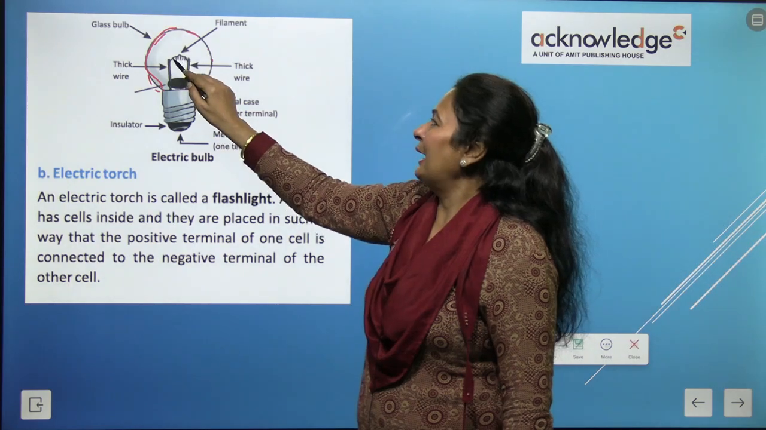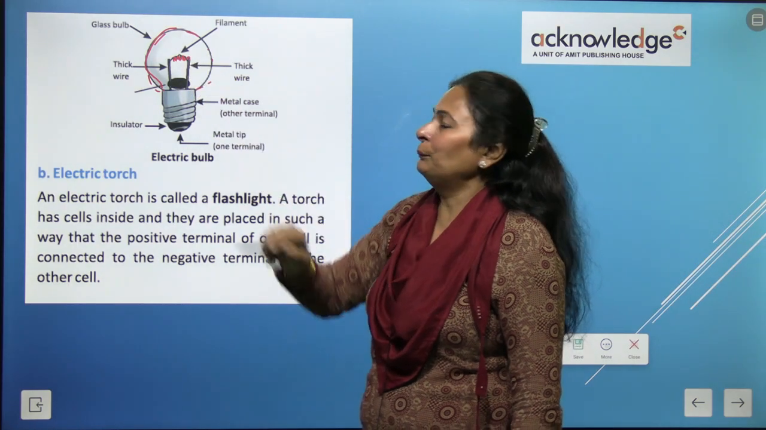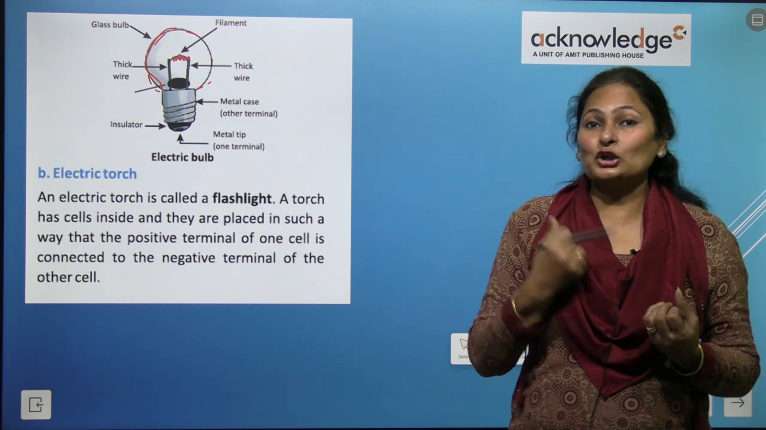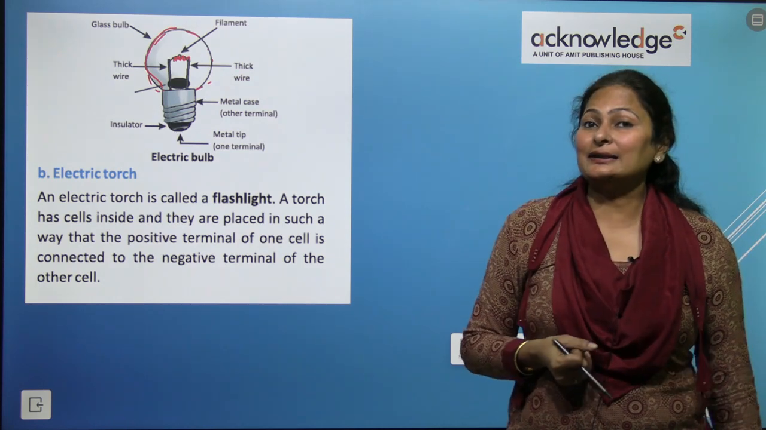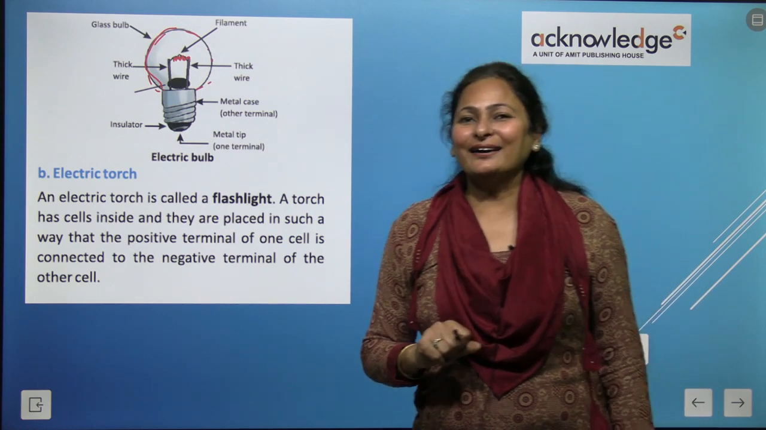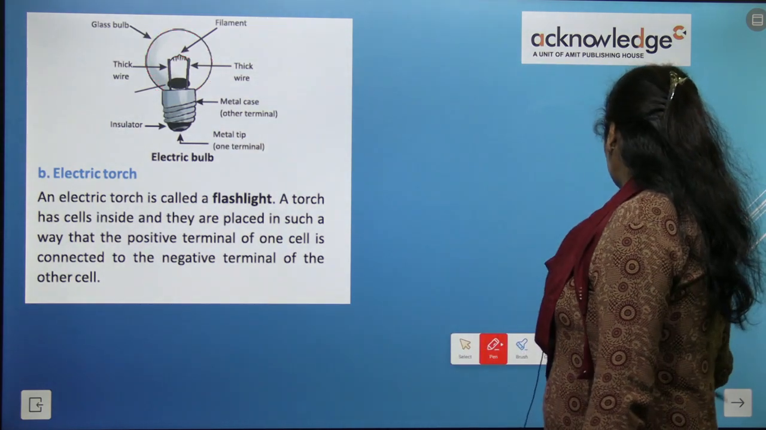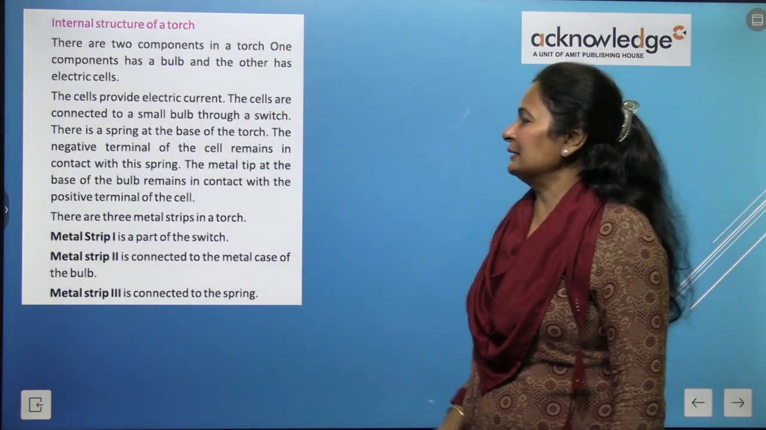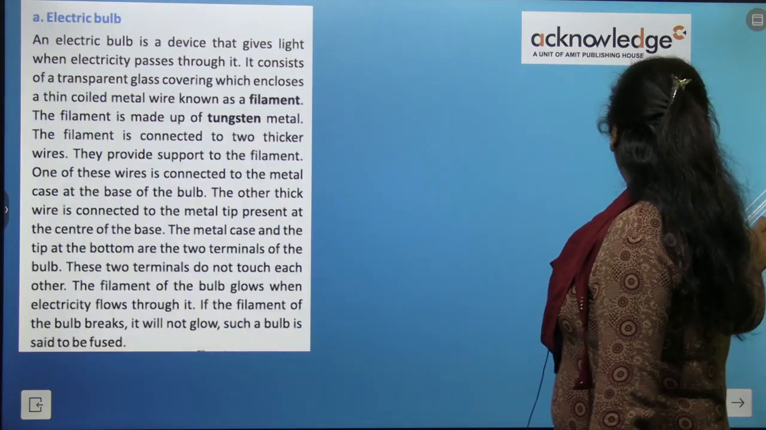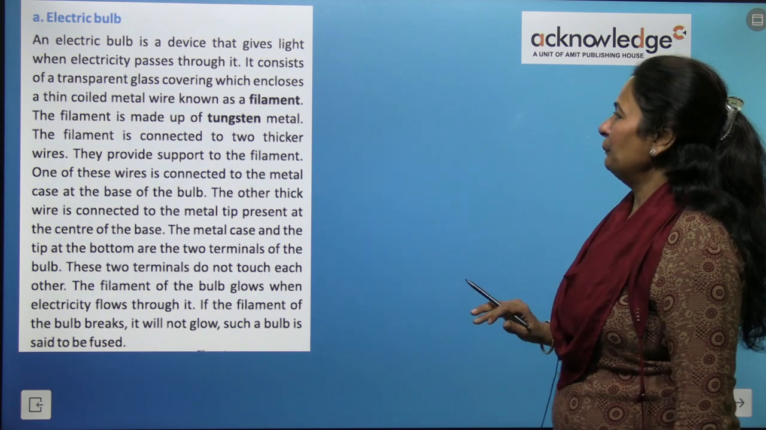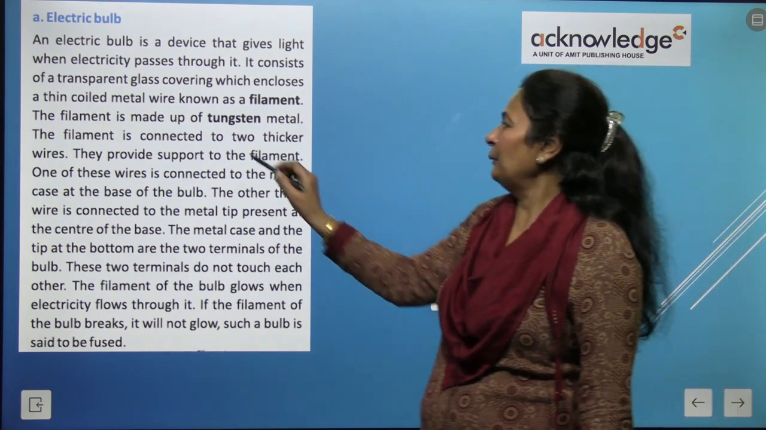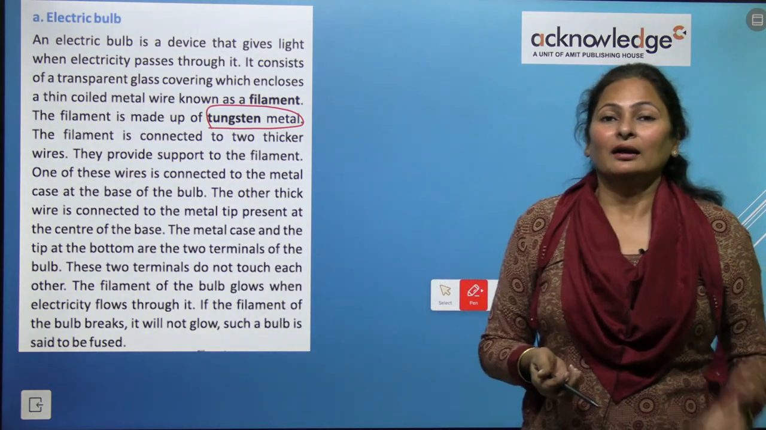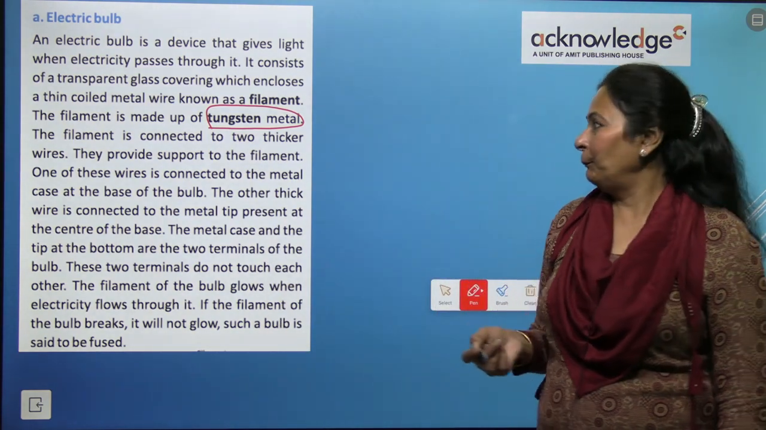So it has the filament. This filament burns, right? It is not burning, it is glowing actually, and it is made up of tungsten. Yes, this is a metal. So it is known as the filament, which is made up of the tungsten metal. So you need to remember the name of the metal from which it is made.